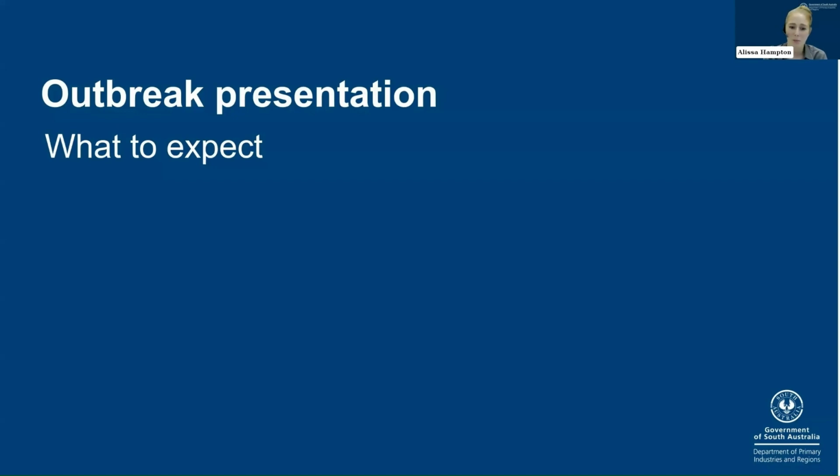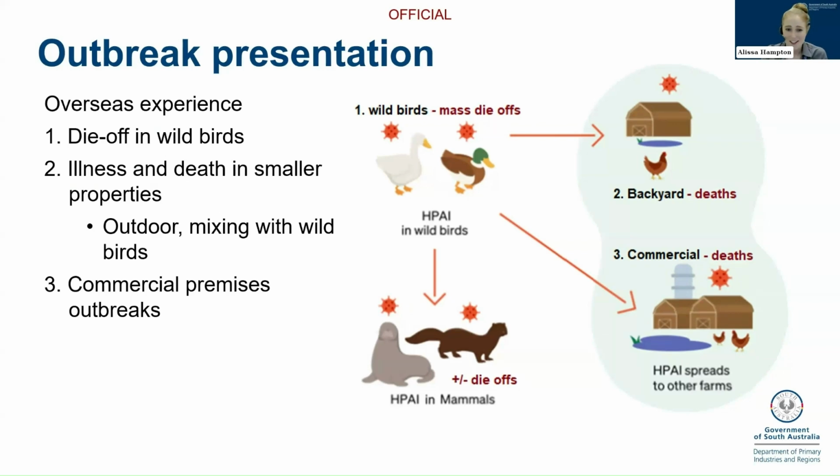Next, thanks. Beautiful. So what would we expect if it arrived here? Overseas, the first signs of the virus's arrival started as large die-offs in wild birds, mainly sea or shore birds, and those that mingle or breed in colonies. Then illness and death was seen in smaller properties, usually backyard or rescue setups where domestic birds and wild birds mixed together, followed by commercial premises having outbreaks, and then mammal infections happened sporadically in between as well.